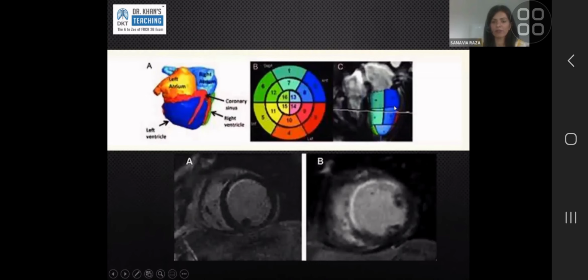And this is the segment model I was talking about. So basal, mid, and apical segments is what we cut the heart into. Basal segments are 6, the mid segments are 6, the apical segments are 4. And then there's an extreme tip, which is the true apical segment.